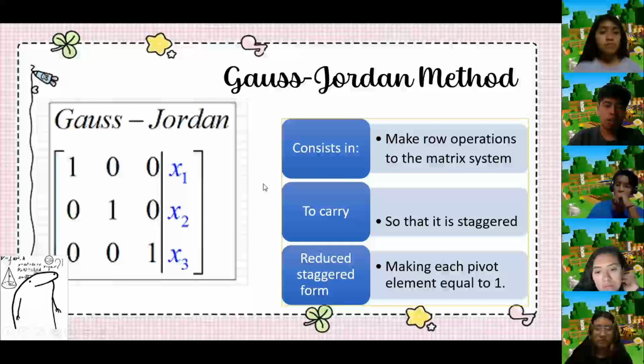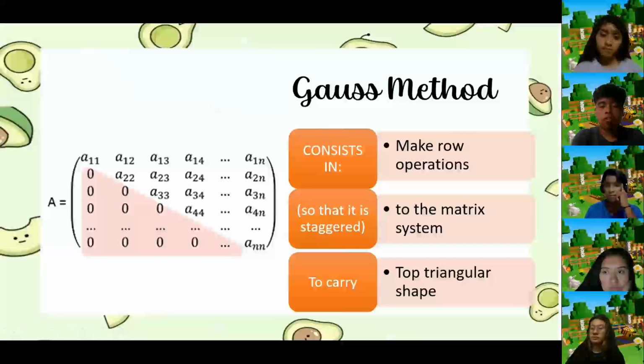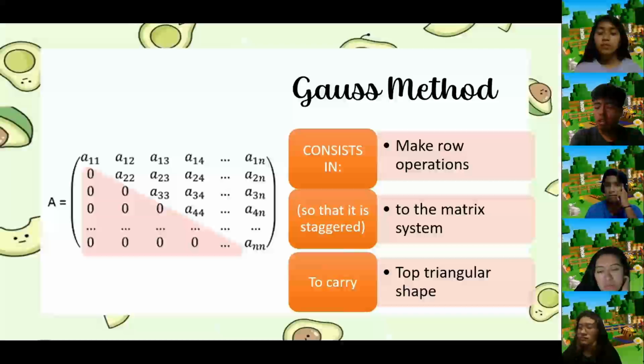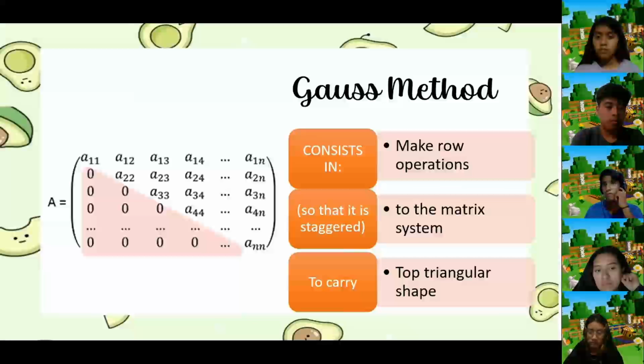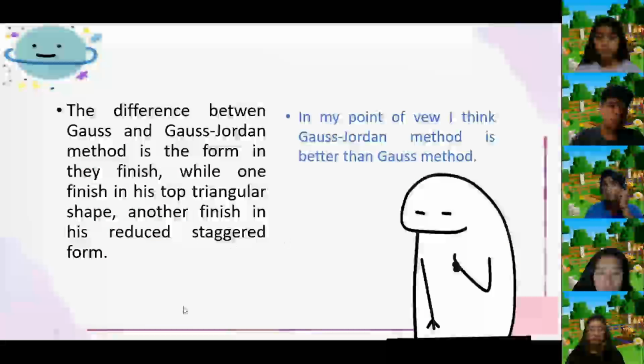And we also have the Gauss method. This consists of performing row operations on the matrix of the system to bring it to its upper triangular form. We can see an example of how to make the operations to bring it to upper triangular form. The difference between the Gauss and Gauss-Jordan methods is the way they finish.